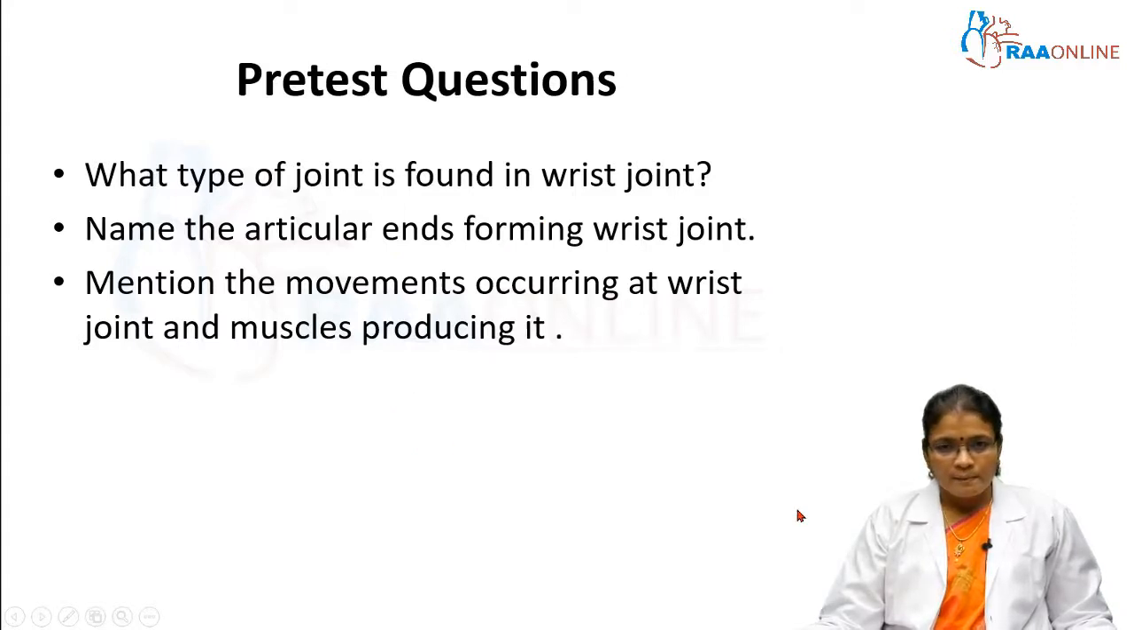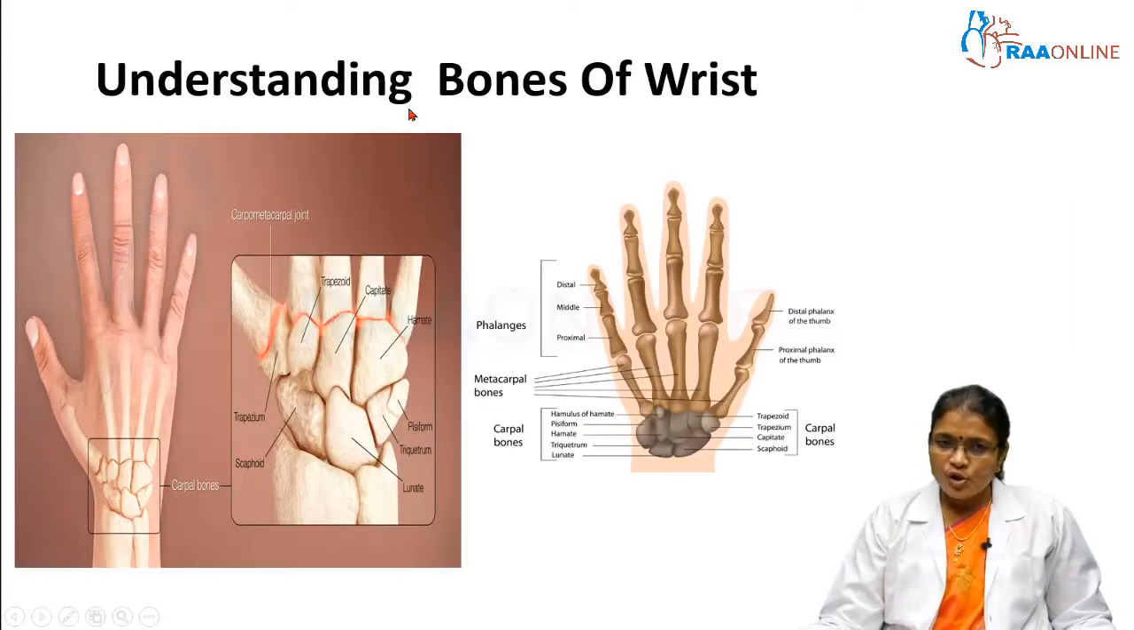Before going into the wrist joint proper, first we will understand the bones of the wrist. Here we can see our hand. This is the distal end of the forearm, carpal bones, metacarpal bones. The wrist joint is nothing but the link between the forearm and the carpal bones. You can see the distal end of the forearm bones here. This is the radius and this is ulna.